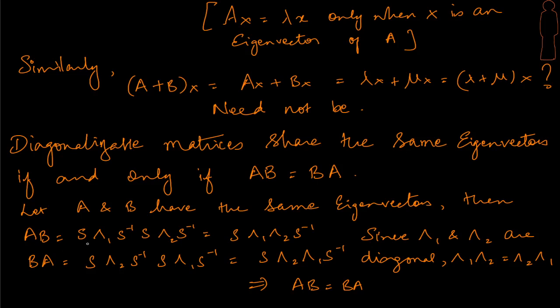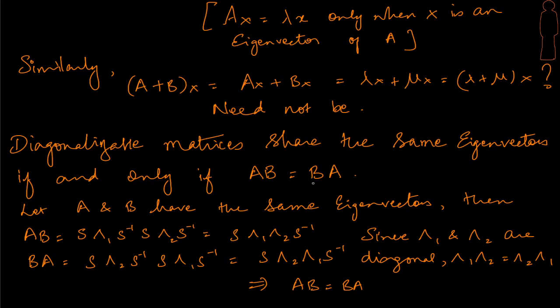Alright. If A and B are having the same eigenvectors, remember they are also diagonalizable, then I can write AB as S lambda 1 S inverse, again S lambda 2 S inverse. I have not assumed the same eigenvalues, but we said they share the same eigenvectors, and therefore it's fair enough to say that these all will be just S and S inverses together. Now that gives me, what do I get? So I'm going to get S times lambda 1 lambda 2 times S inverse.